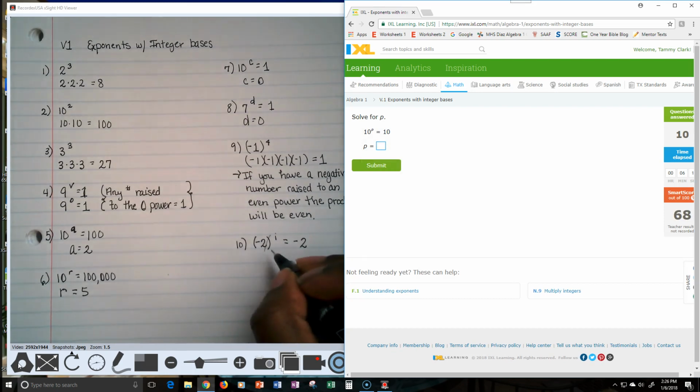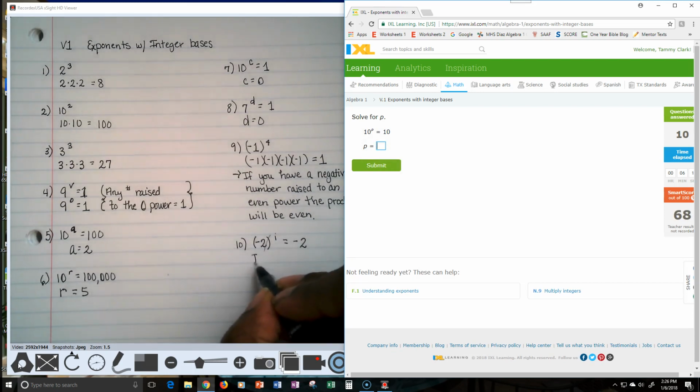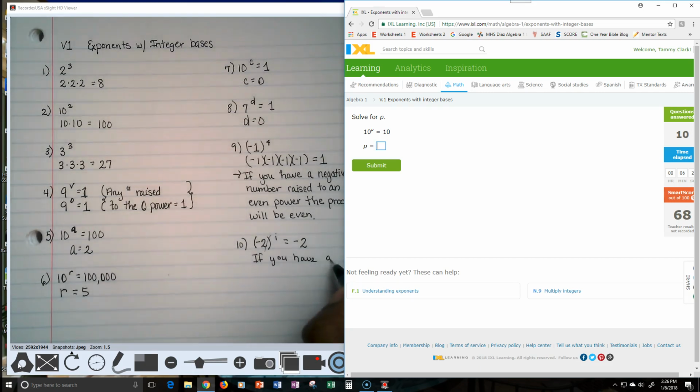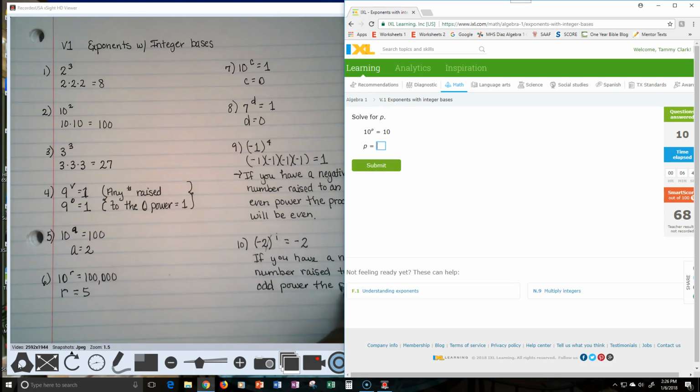So we could write that note there. If you have a negative number raised to an odd power, the product will be odd. So odd and odd, even and even.